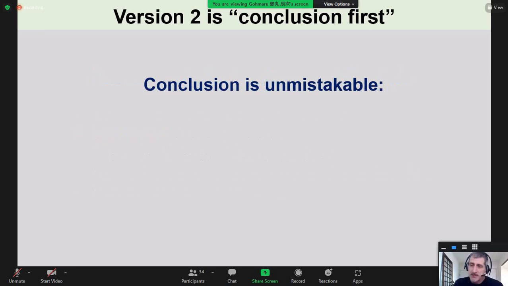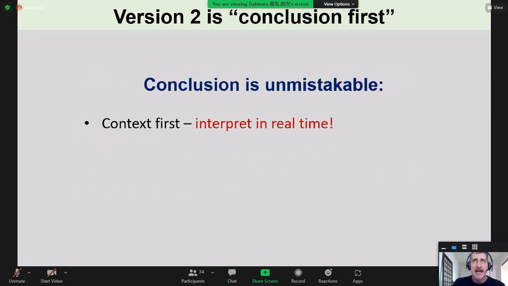The conclusion is unmistakable. It means that if we hear the answer first, then as we listen to the data, we can interpret it in real time. We can look at the data and decide, do I agree that this supports the main message, that this supports the answer? Do I understand how this information supports the answer? And remember, to give critical feedback, it is extremely important to be able to do this.